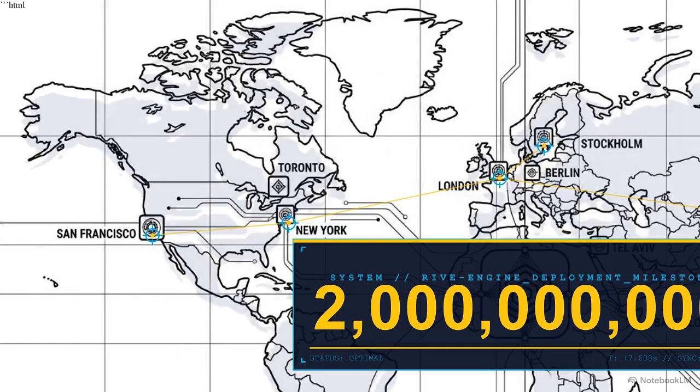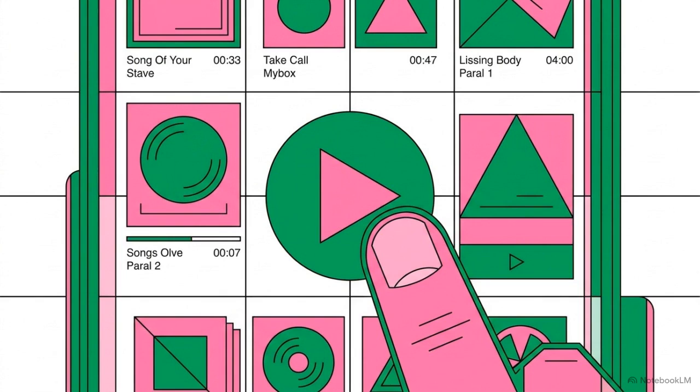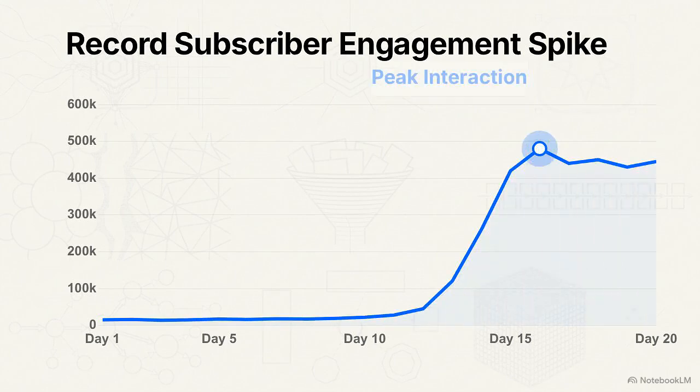The global scale of this architectural shift is massive. Products built with Rive currently reach over 2 billion users worldwide. When Spotify adopted the engine for their Wrapped campaign, it handled hundreds of millions of users, driving a 20% jump in engagement and marking the highest single day of subscriber intake in the company's history.